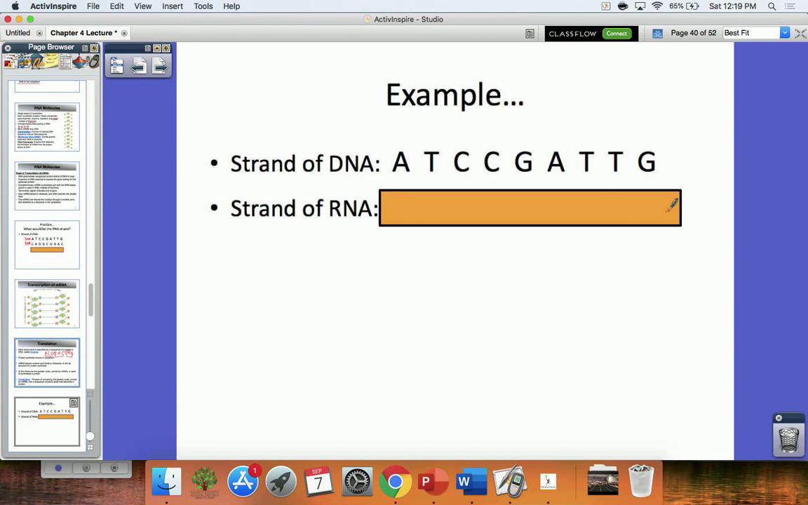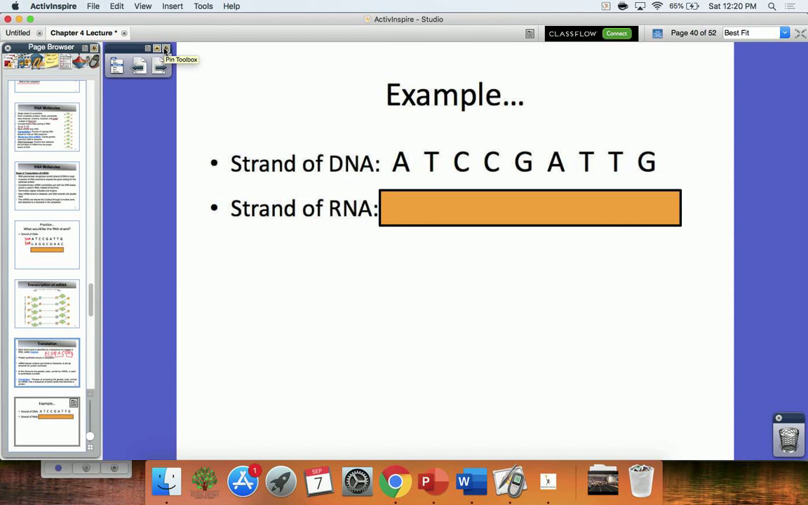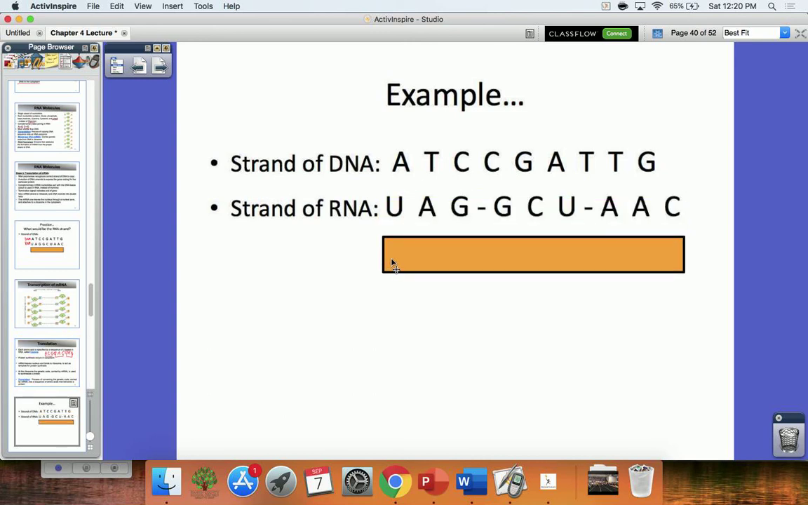So the practice I want y'all to do at this point is, if this was a strand of DNA, what would be the strand of RNA? But specifically, I want you to also separate them into codons. Again, you can pause for a second or a minute or however long you need to. This is what you should have.